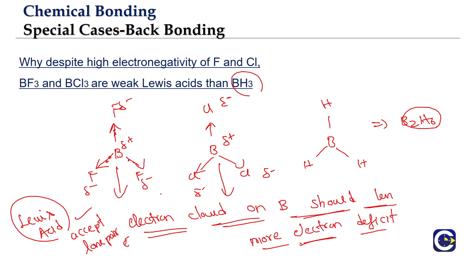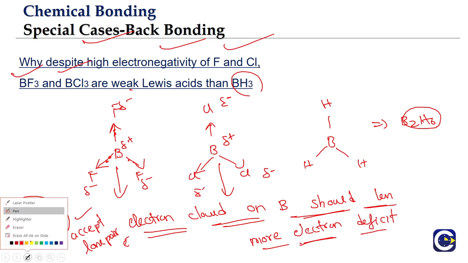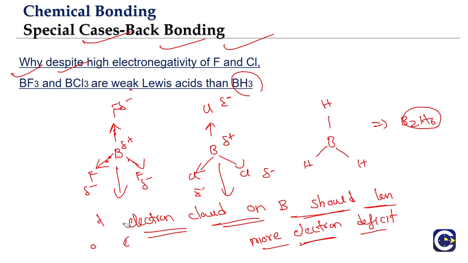But practically what is observed is that BF3 and BCl3 are weak Lewis acids compared to BH3. Despite the high electronegativity of fluorine and chlorine, the BF3 and BCl3 are what? They are weak Lewis acids. They are not actually strong Lewis acids. They are weaker Lewis acids than BH3 itself. Why? What is the reason? The reason is back bonding.